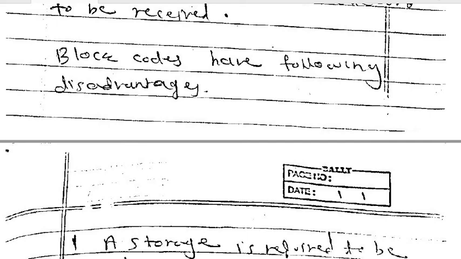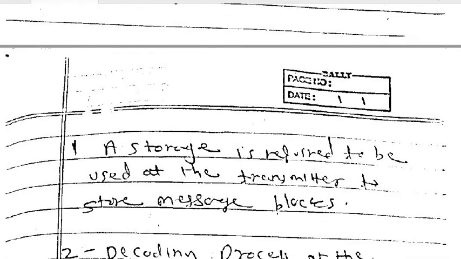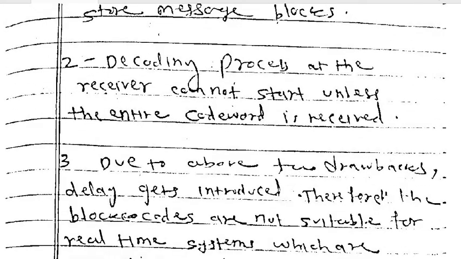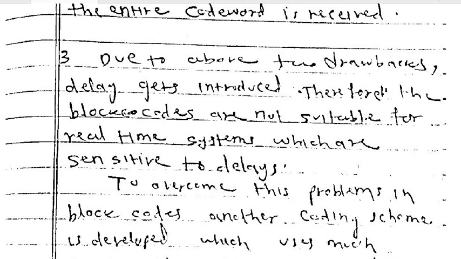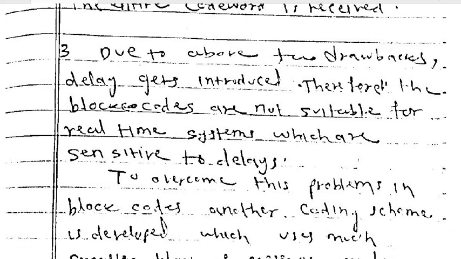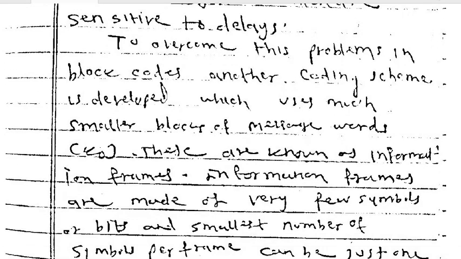Block codes have the following disadvantages. Number one, storage is required at the transmitter to store message blocks. Number two, the decoding process at the receiver cannot start unless the entire code word is received. Due to the above two drawbacks, delay gets introduced and therefore block codes are not suitable for real-time systems which are sensitive to delays. To overcome these problems in block codes, another coding scheme is developed which uses much smaller blocks of message words.